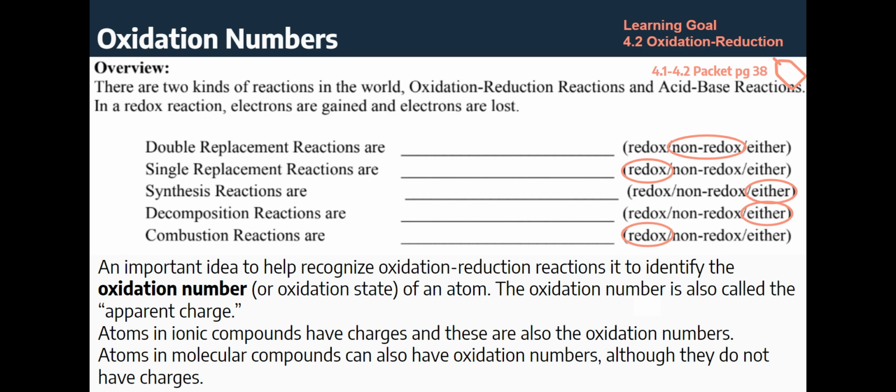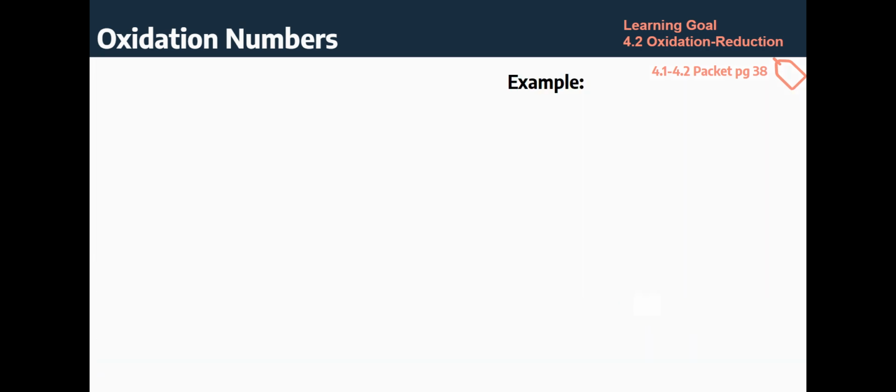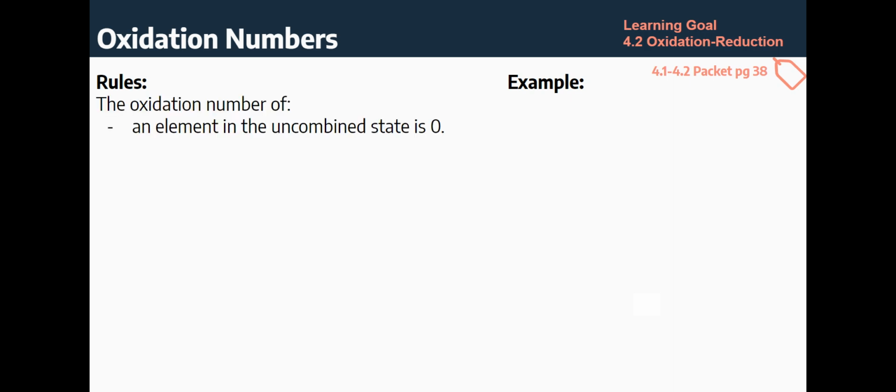And so oxidation numbers and charges aren't explicitly the same, but they are similar in how we talk about them and how we find them. We're going to talk through the rules for assigning oxidation numbers and then look at some examples and then some practice. So our rules for assigning oxidation numbers.